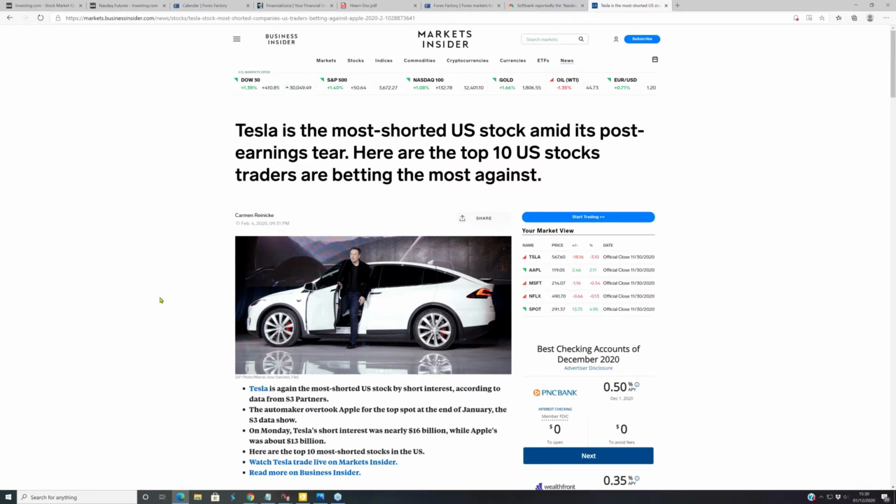24 million of its shares, 18% of its float, was being shorted at the beginning of the year, and those shorts have been absolutely bulldozed. Basically, they have lost so much money. Well, good luck to Elon Musk. He's done what he has done.